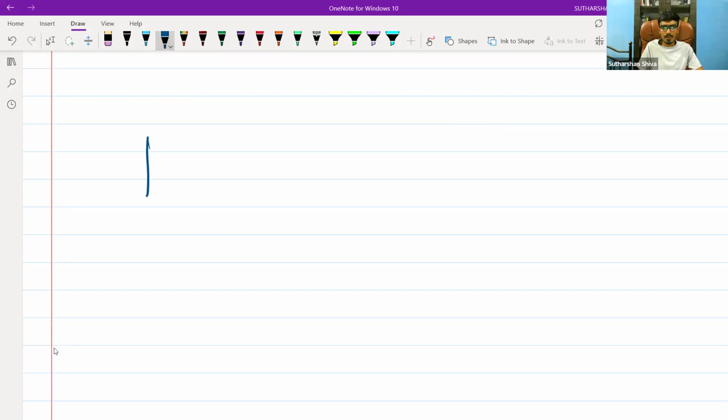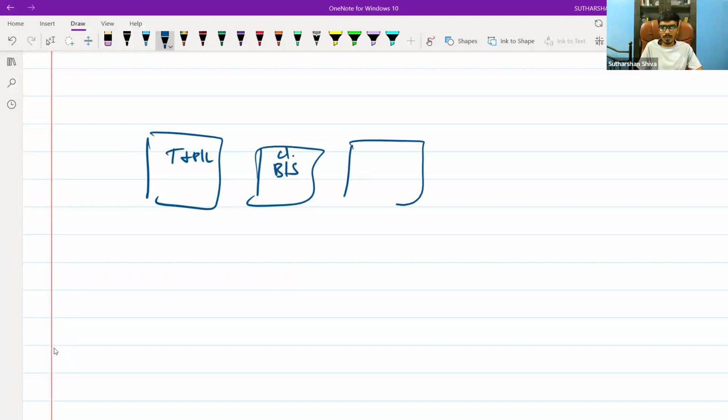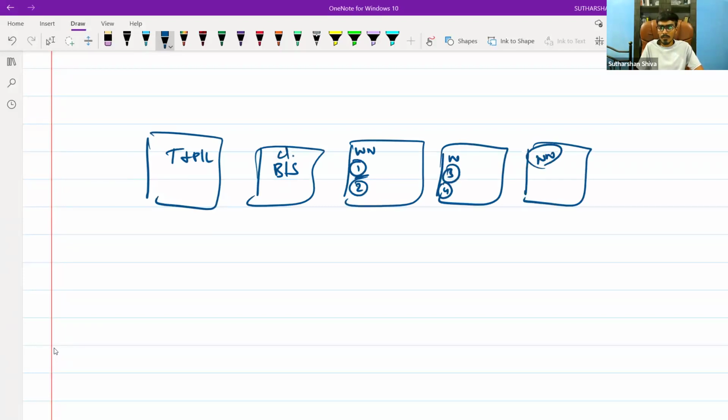In your examination, your first page is for trading and P&L. Your second page is for your closing balance sheet. Your third page is for your working note number 1. In each page, you need to prepare 2 working notes. In this question, the creditors balance is given, the debtors balance is given, and all these accounts we need to make. Each and every page, we need to prepare 2 working notes. This question is going to comprise 6 working notes, so 5 pages are needed to solve it.